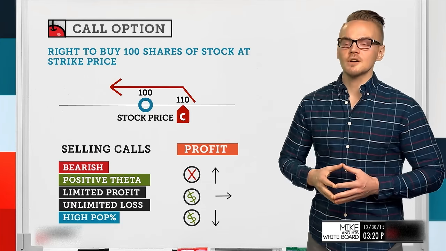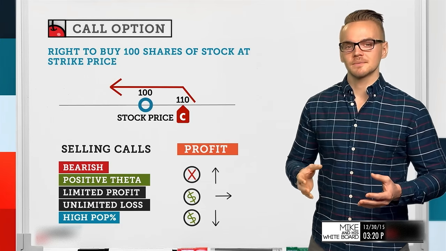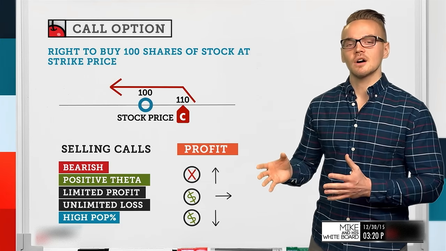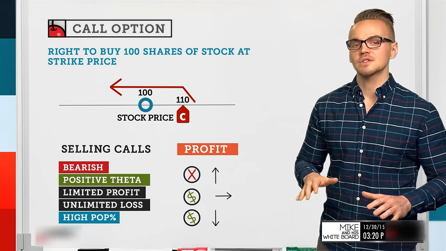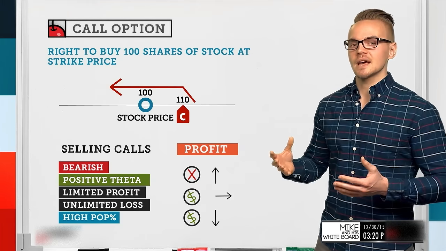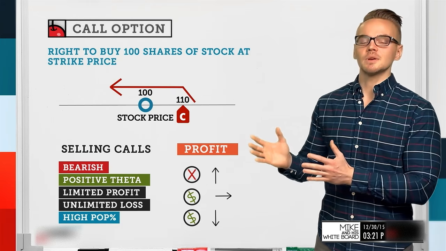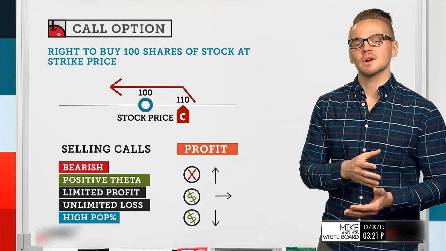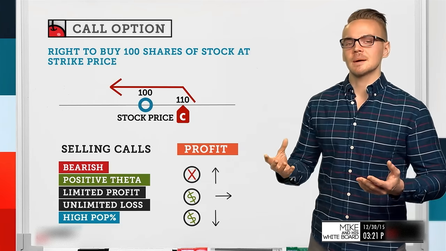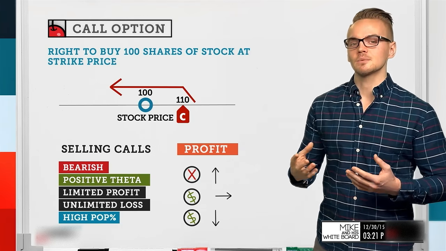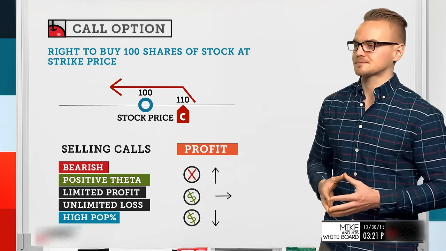Also, when we're selling calls, we have a bearish assumption. Opposite of buying a call, it's bearish, so we want the stock price to go down, because that means that whoever we sold the right to buy shares to, it's going to be worthless. They can buy shares at a lower price in the market, so that gives us the opportunity to keep the credit that we originally received as profit.